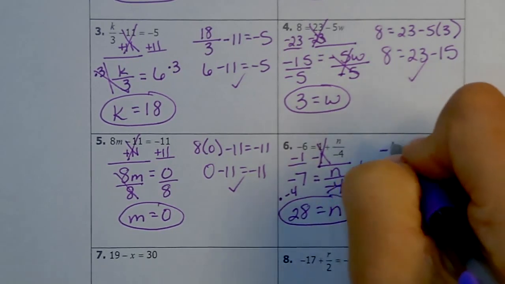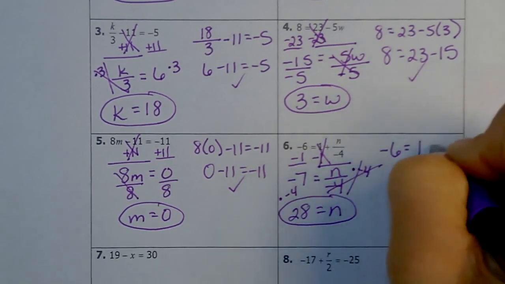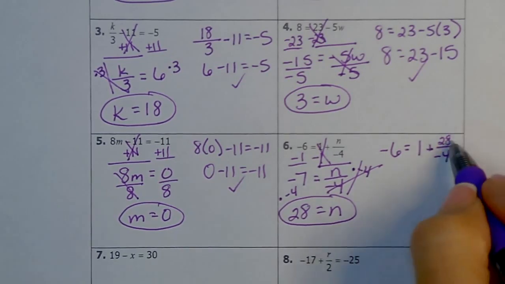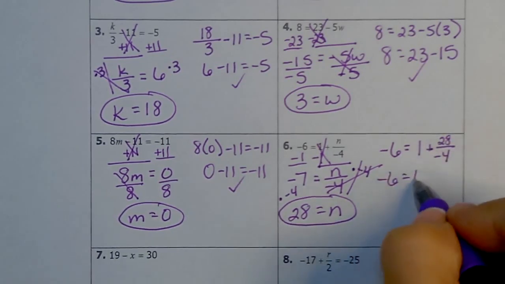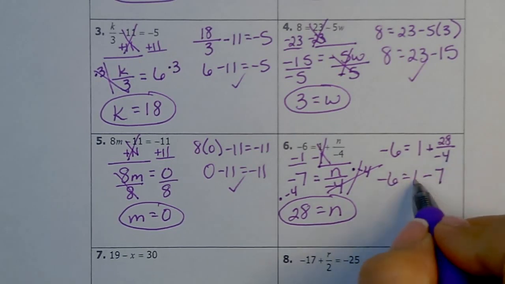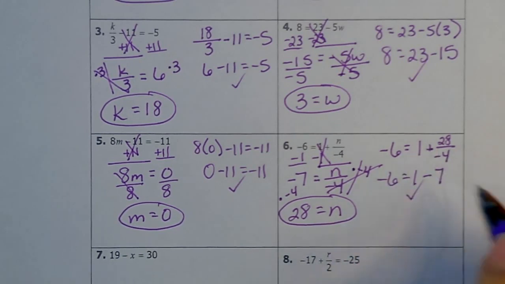Time to check. -6 equals 1 plus 28 divided by -4. All right, so let's see. This will give me a -7. And 1 minus 7 is -6.